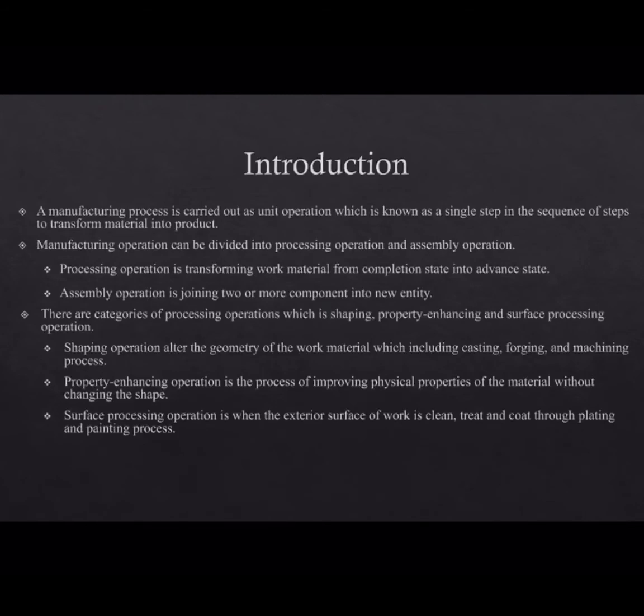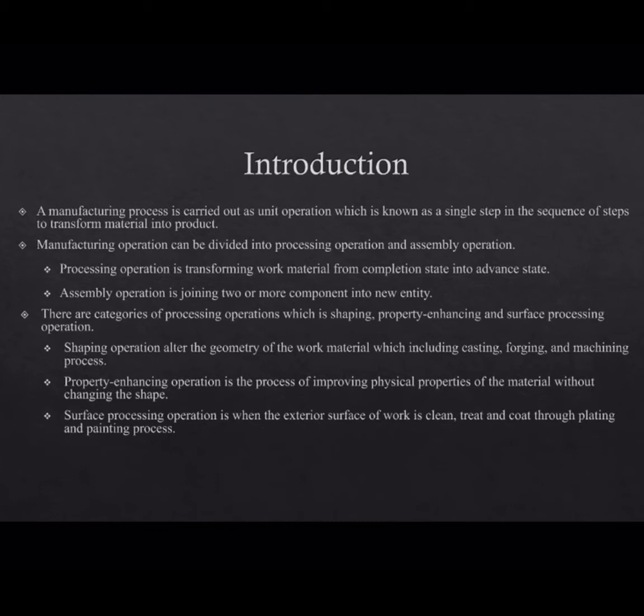For introduction, a manufacturing process is carried out as a unit operation, which is known as a single step in the sequence of steps to transform material into product. Manufacturing operation can be divided into processing operation and assembly operation. So what is processing operation and assembly operation?